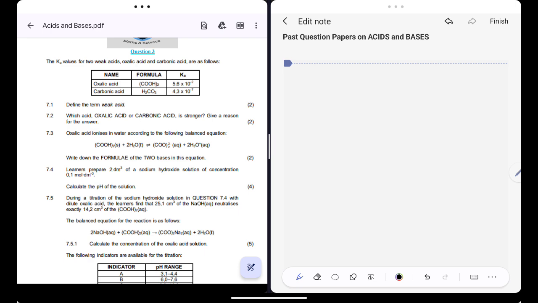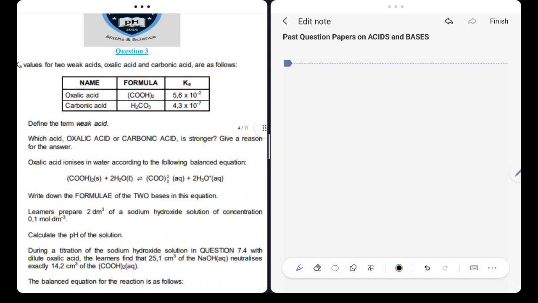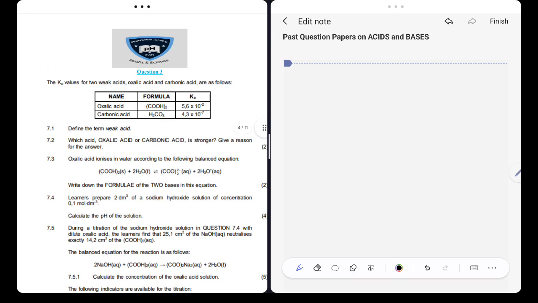Which acid, oxalic or carbonic, is stronger? Give a reason for your answer. If you check the values here, guys, the ionization constant for oxalic acid is greater than that of carbonic acid, which simply means that oxalic acid is a stronger acid compared to carbonic acid. Together we compare those two based on the ionization constant.